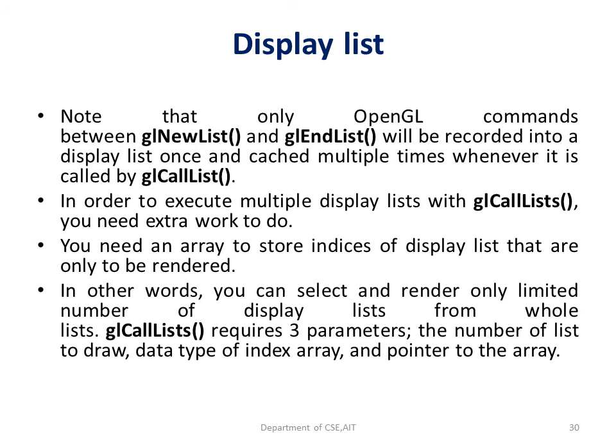So the display list will be executed for whatever is present between the APIs glNewList and glEndList. All the statements present between these two APIs will be recorded as one display list, and it can be used multiple times by making use of the API glCallList. If I want to execute multiple display lists, we can go for glCallLists. glCallLists has 3 parameters: the number of lists to draw, the data type and the pointer to the array.